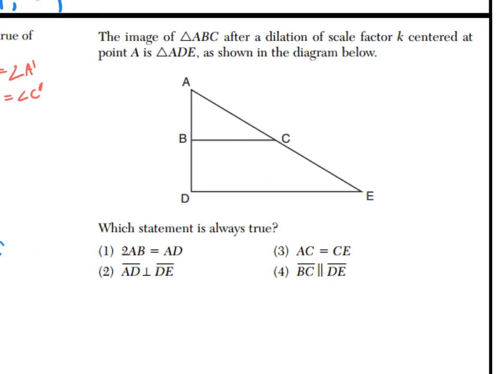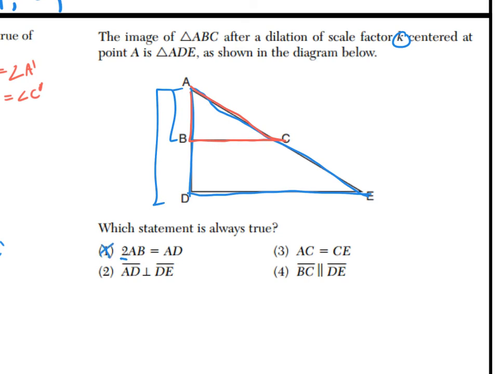Okay. Now, next one. It says the image of ABC after the dilation of scale factor K centered at point A is ADE. So ADE is the image of ABC after a dilation. So ABC was like this, and then it was dilated, and we get our new triangle. It says which statement is always true. Now, it doesn't tell us what the dilation is. It's some random dilation. So the first one says 2 times AB gives you AD, which would be true if the scale factor was 2, but we don't know that.